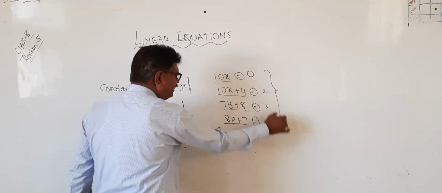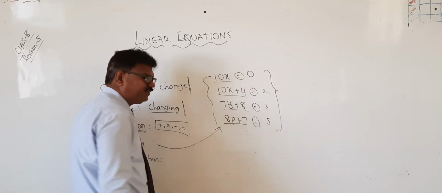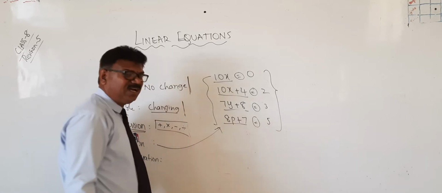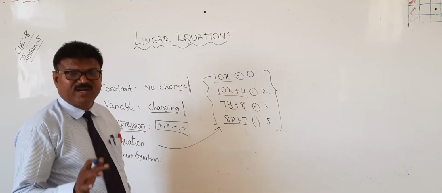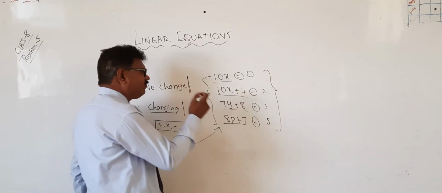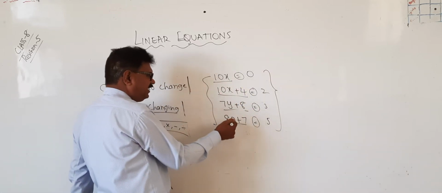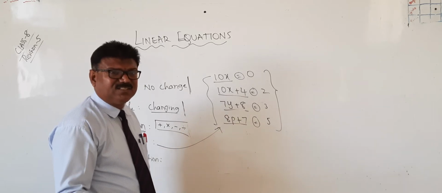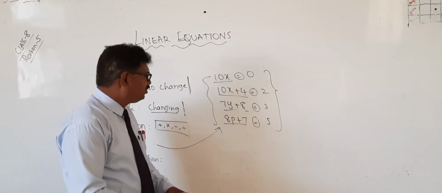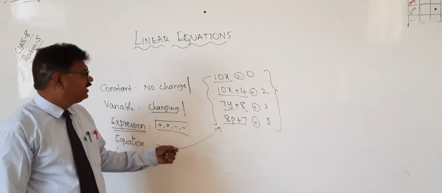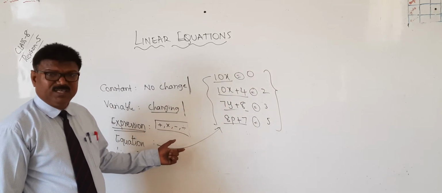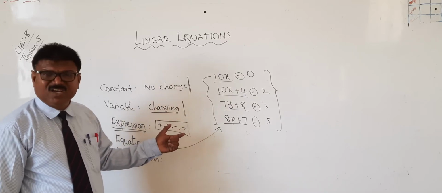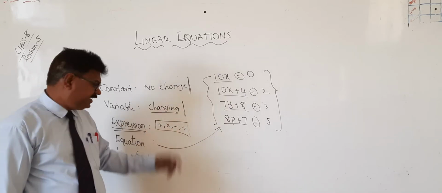So what is the basic definition of equation? Equation means we should find out the unknown value, whatever it may be. Here x is there, here y is there, here p is there. According to the situation, the answer will be changing. That's what I am telling, they are variables. If they are changing, they are variables. If they are not changing, then they are constants. Did you understand? Yes.